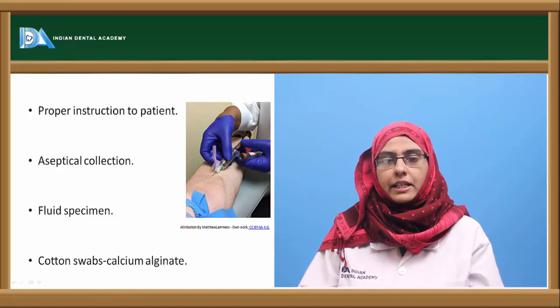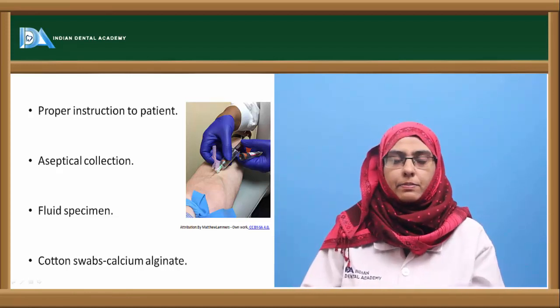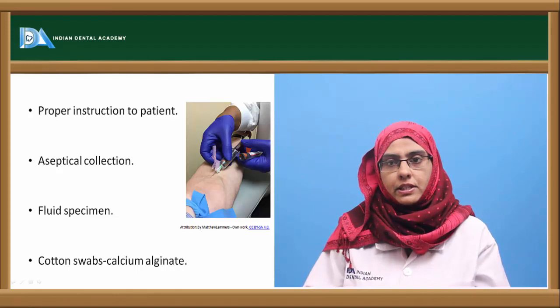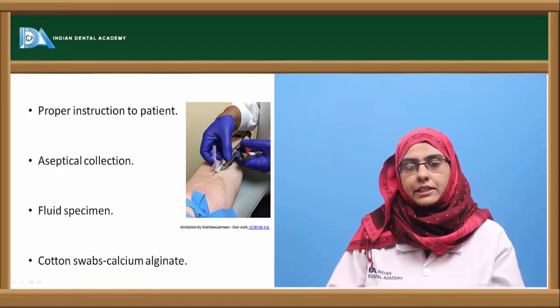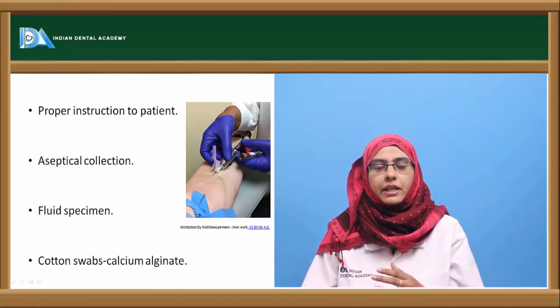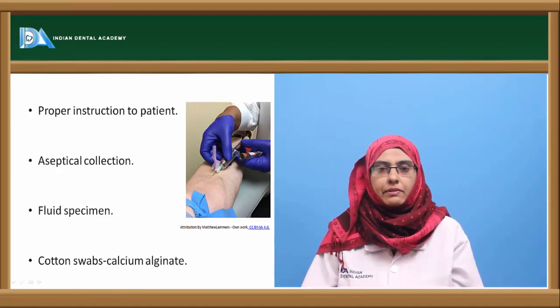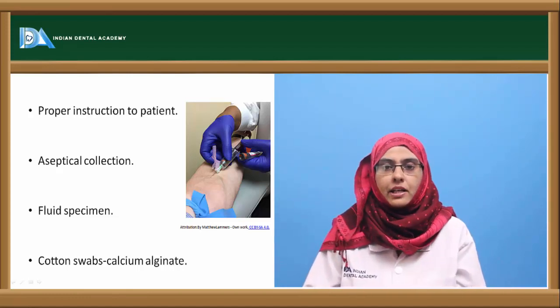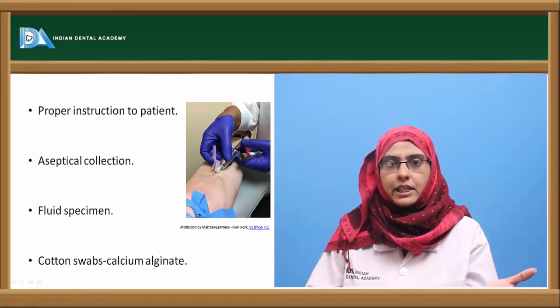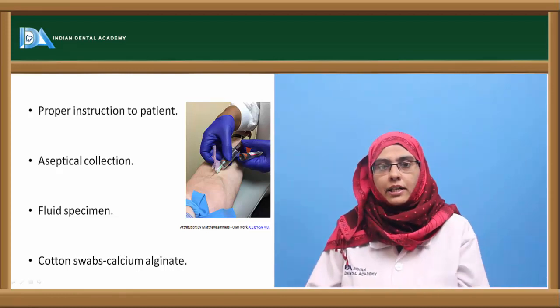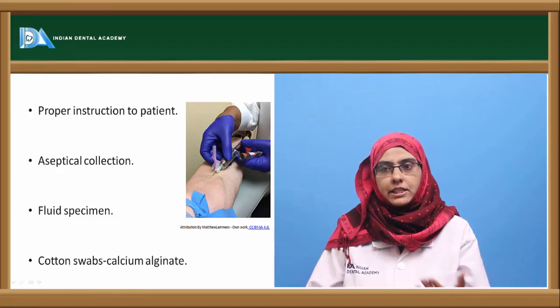So in that case, proper instructions have to be given to the patient for the collection of the specimen. And aseptic collection, because the specimen should not be contaminated with other organisms. Suppose we are collecting the specimen from the skin, it should be disinfected so that the commensals are eliminated and only the organism that is involved in the disease causation is taken up.